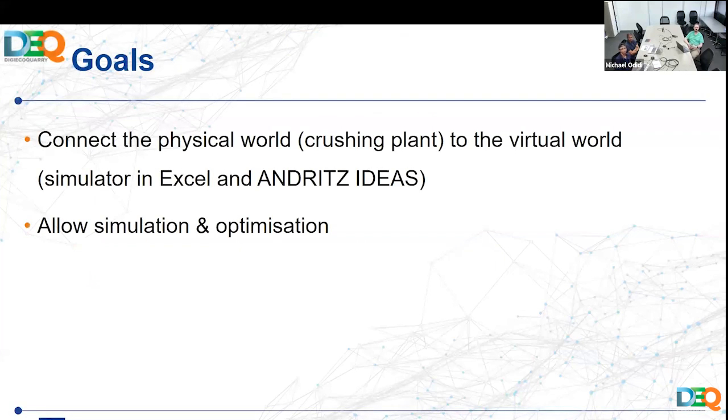So if we look at the system as a whole, the goal, as I've said, is we want to connect the physical world, so the physical twin, the real crushing plant, to the virtual world, which is the simulator that's developed in Aggregates Sites and for which the data is stored in Excel. And the end reason for doing all of this is to allow our partners to then run simulations and do optimization exercises like what Michael was showing a few slides ago.